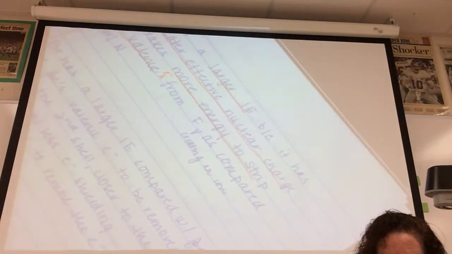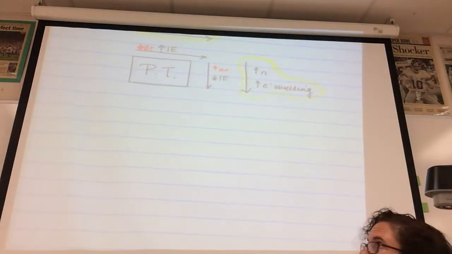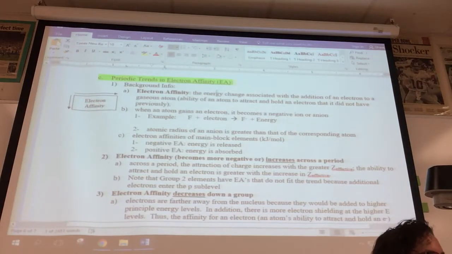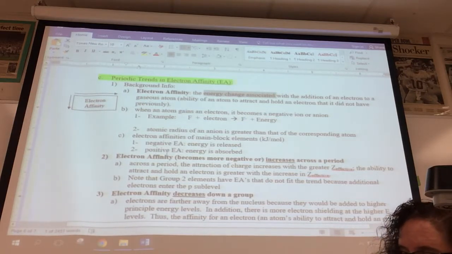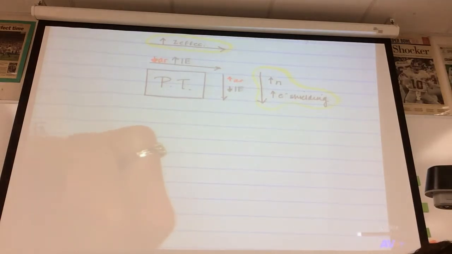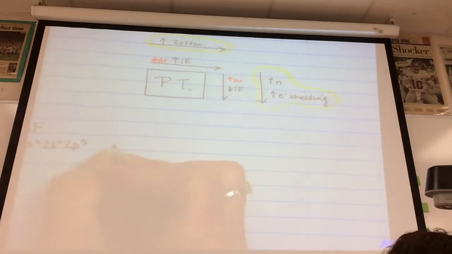Okay, so electron affinity. Affinity means a liking towards something. So electron affinity is the next trend we're going to examine. Electron affinity is the energy change that's associated with adding an electron to a gaseous atom. For example, let's say that you were talking about fluorine. Fluorine has 9 electrons, electron config 1s2, 2s2, 2p5.